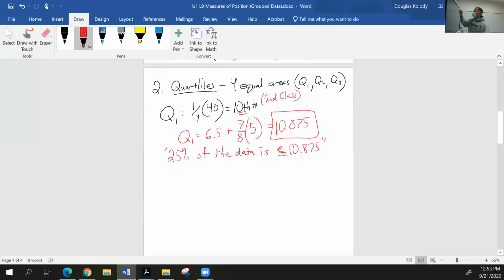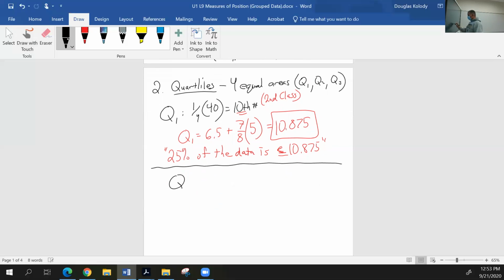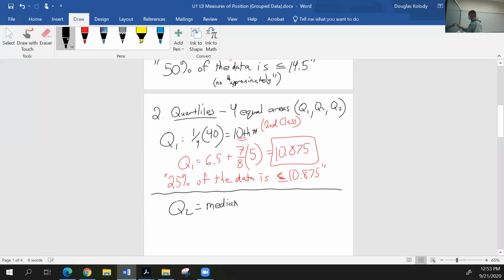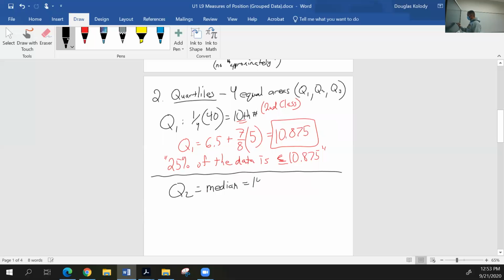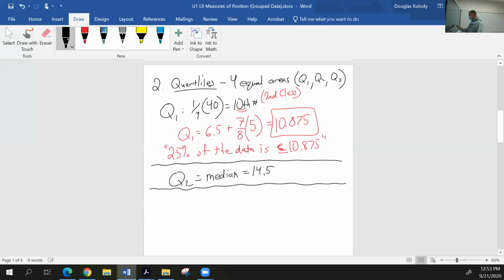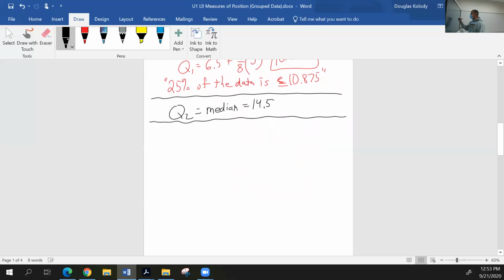How about the second quartile? Oh, wait a second. Let me draw a dividing line here. The second quartile, isn't that just the median? It is. Didn't we already find the median? We did. It's right there, 14.5. I'm not doing it again. I don't care what you say. All right, good. That one's done. Yay. All right, let's get to Q3 then.